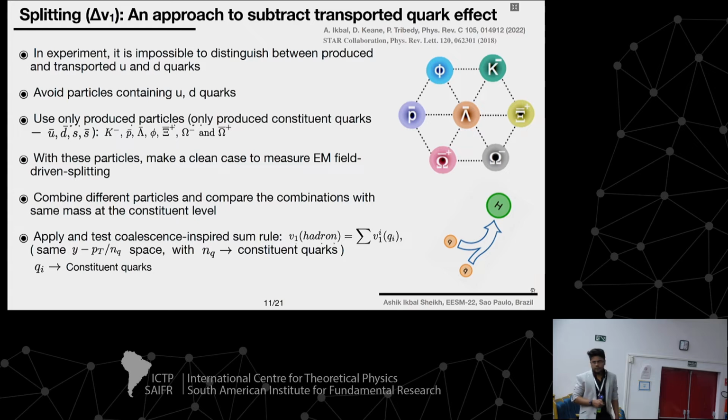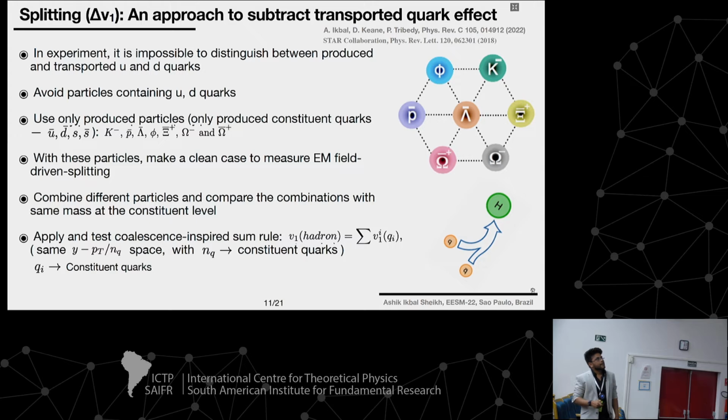The motivation of this approach is that since in experiment it is impossible to distinguish between produced and transported U and D quarks, we can always avoid the particles that contain U and D quarks. So by avoiding particles that contain U and D quarks, we end up with 7 produced particles that are measured in experiment abundantly. So the 7 particles are anti-kaon, antiproton, anti-lambda, phi, cascade bar plus, omega minus, and omega bar plus. Now the approach tells us with these particles, we can make a clean case to measure the electromagnetic field-driven splitting. How do we do that?